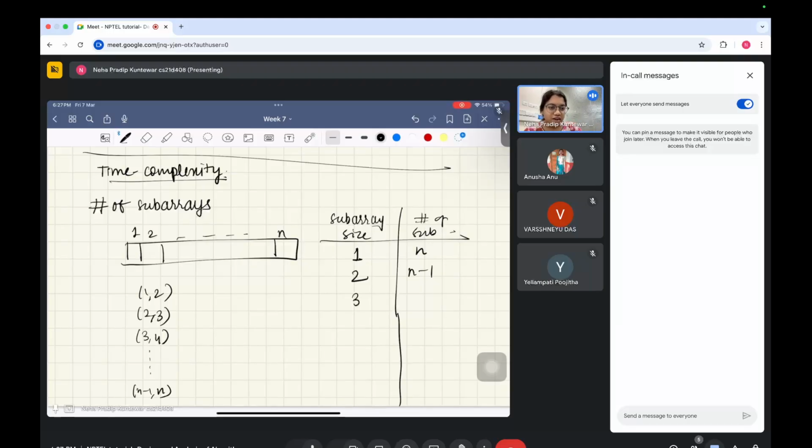You can use the chat if you have any answers, or you can even unmute and speak.